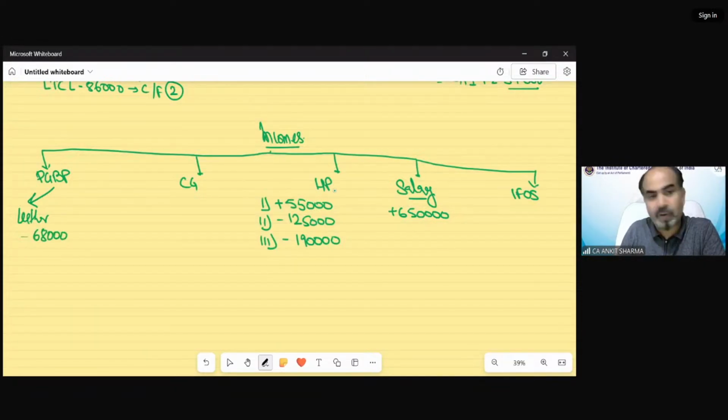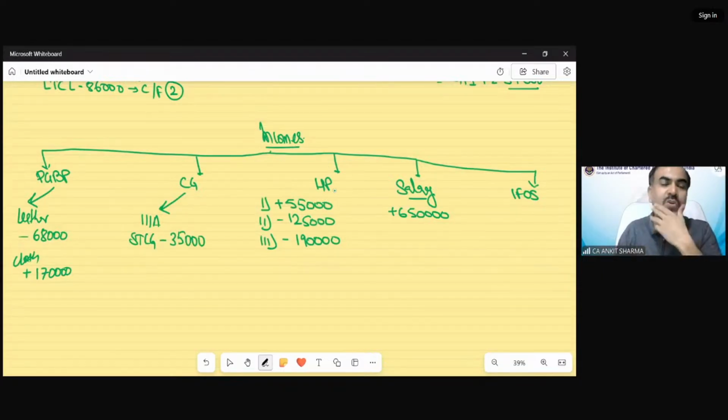There's a cloth business profit. So cloth business is also a normal business, not a speculative. So cloth business profit is 1,70,000. Short-term capital gain under section 111A. And short-term capital not gain, it's short-term capital loss that has been given in the question, 35,000. When we were going through the provisions of set-off of losses, I also asked you, always use the sign of plus and minus. That would really help you to solve the question correctly and you would not get confused.